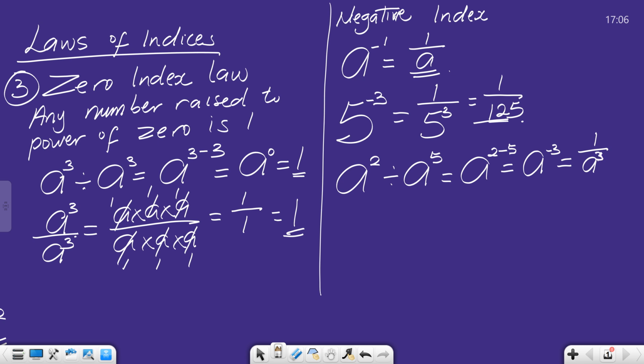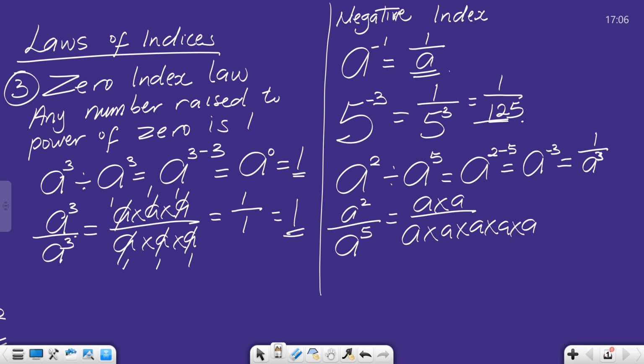If you want to solve this the normal way, a raised to the power 2 all over a raised to the power 5 gives a times a, all over a times a times a times a times a. A over a is 1, a over a is 1. 1 times 1 gives 1 all over a times a times a, which is a raised to the power 3. That is what negative index is talking about. See you in the next class.